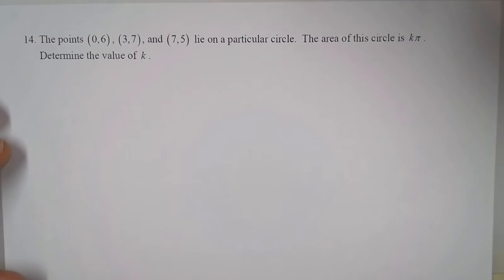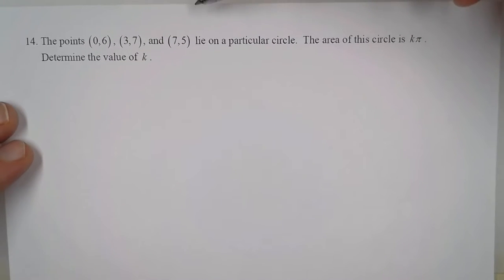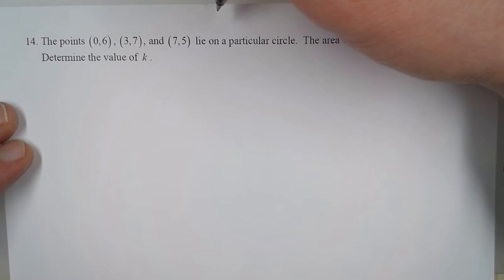In this problem, it says the points (0, 6), (3, 7), and (7, 5) lie on a particular circle. The area of the circle is k pi. We want to determine the value of k. If I pick any 2 points, that's going to form a chord.